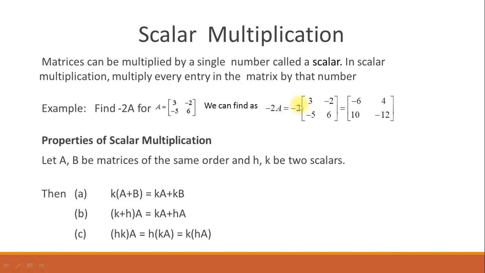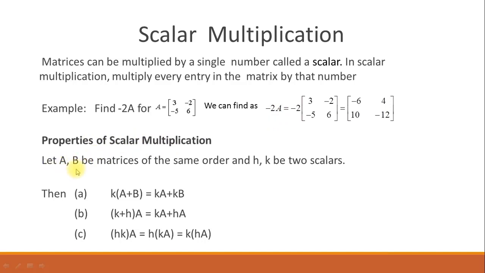We get minus 2 multiplied by 3 is equal to minus 6. Minus 2 multiplied by minus 2 is equal to 4. Minus 2 multiplied by minus 5 is equal to 10, and minus 2 multiplied by 6 is equal to minus 12. So dear student, note that we cannot add a scalar to a matrix, but we can multiply a scalar to a matrix. Now, properties of scalar multiplication.